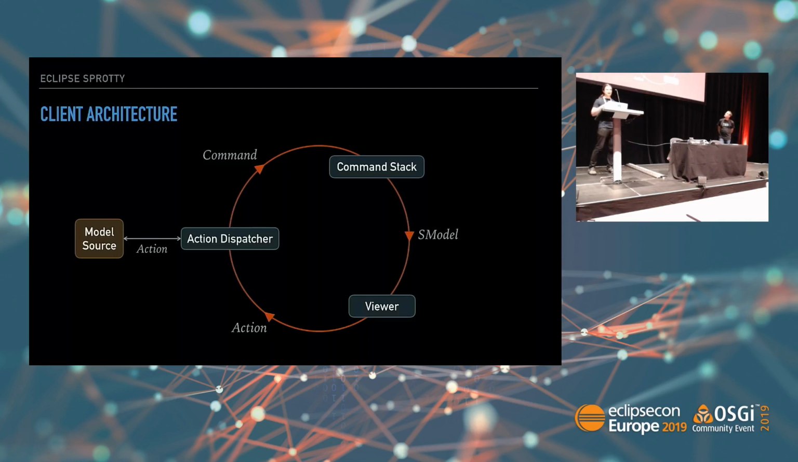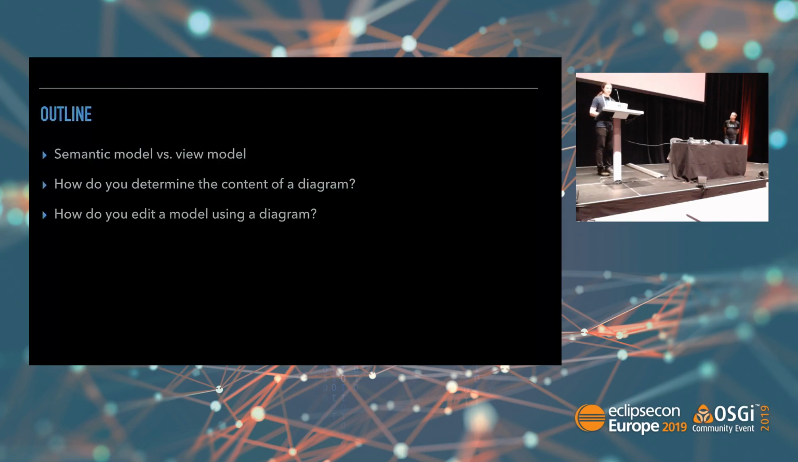Just a very high-level view. This is our diagram that we always show for the high-level view of the Sprotty client architecture. I will just explain the main components. There's something we call a model source, which is responsible for providing the content of the diagram. Then an action dispatcher, which handles events and forwards them to other components. The command stack executes changes to the diagram, and the viewer renders the diagram. Very simple.